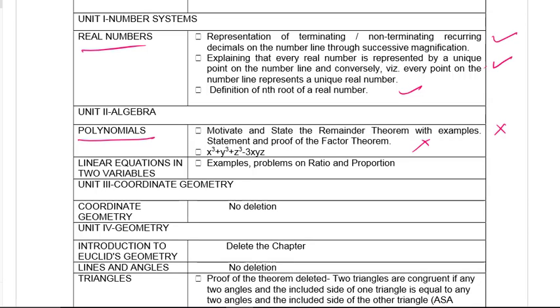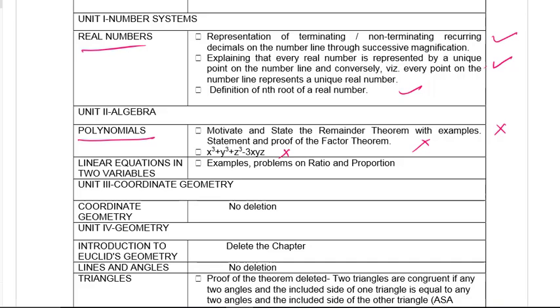x cube plus y cube plus z cube minus 3xyz, there is an identity which equals (x plus y plus z) into (x square plus y square plus z square minus xy minus yz minus zx). This identity is also not there. So as this identity is not there, the problems related to this identity are also excluded from the syllabus.